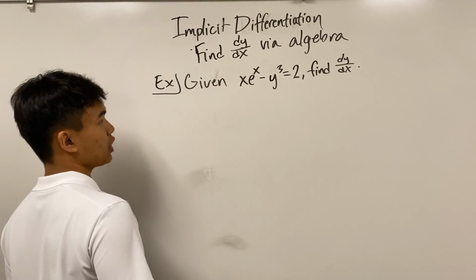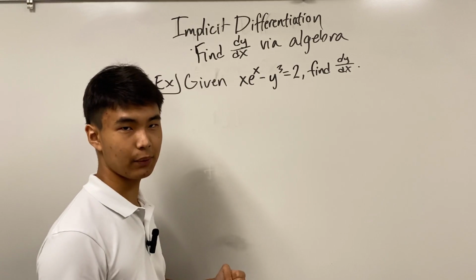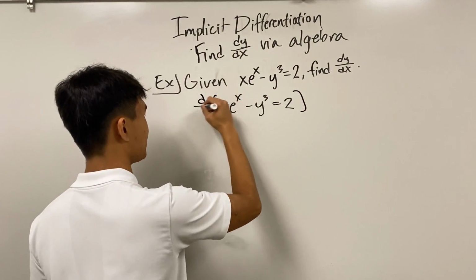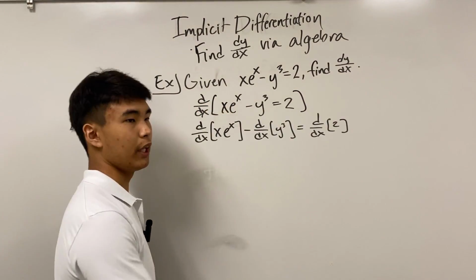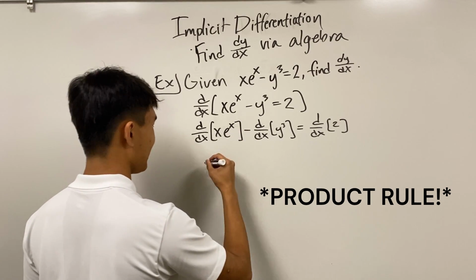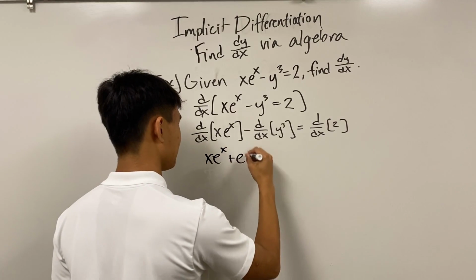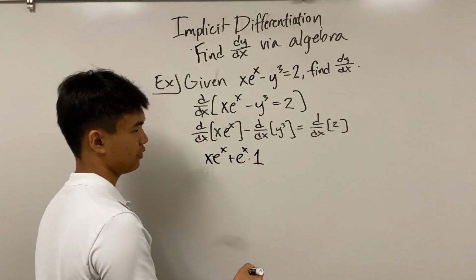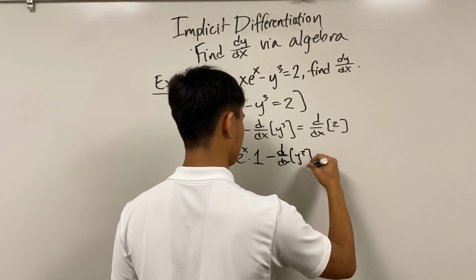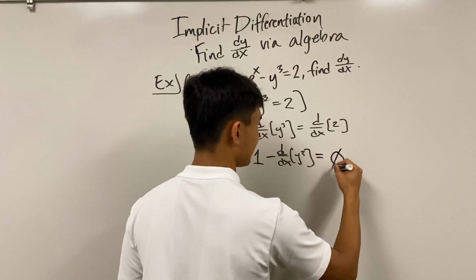Like in this example. We're given that x e^x minus y cubed equals 2, and we're going to find dy/dx. So the first thing I'm going to do is differentiate both sides with respect to x. And we can apply the derivative term by term. By the product rule, the derivative of x e^x is first d second plus second d first, minus the derivative with respect to x of y cubed. And this equals the derivative of 2, and from the constant rule, we know that this is 0.